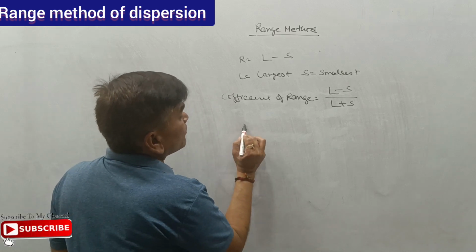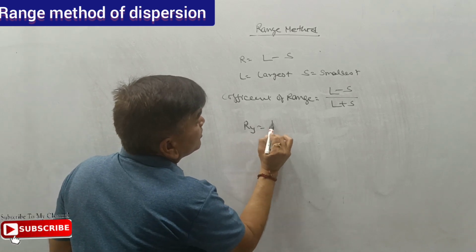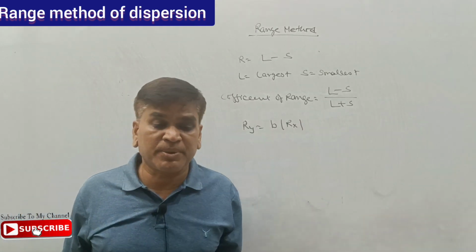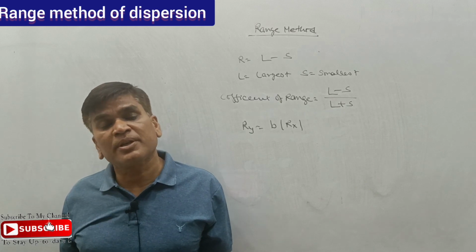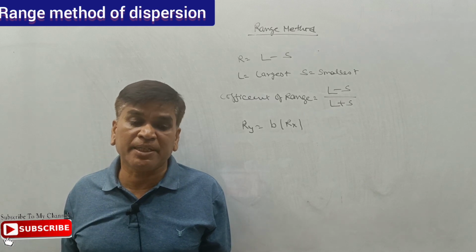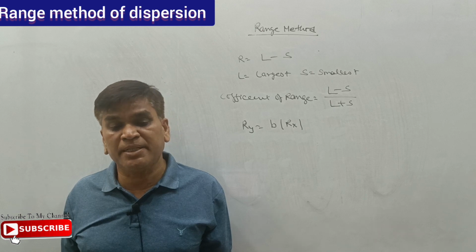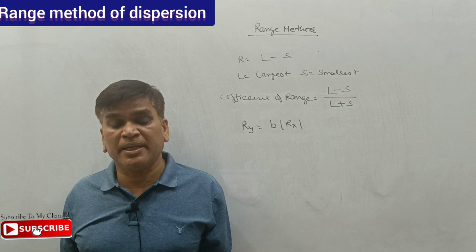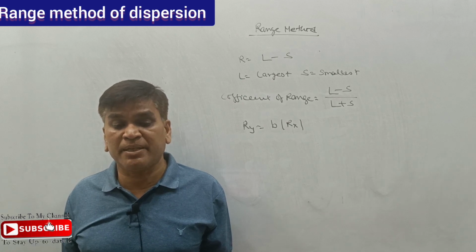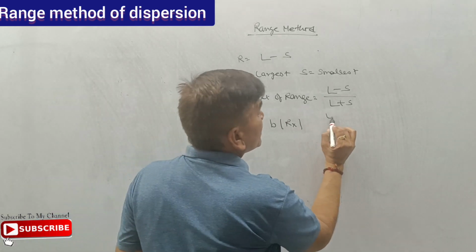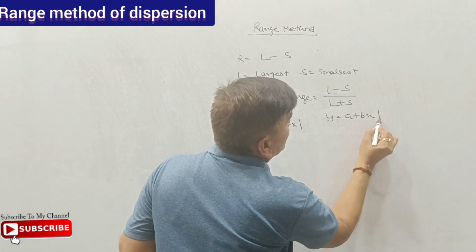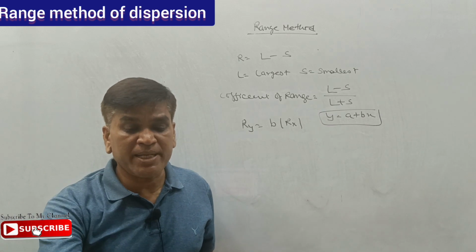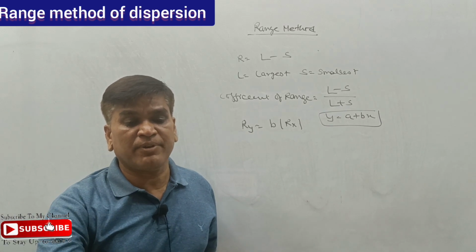But suppose there are two constants A and B. The range of y is equal to b times the range of x. There is a relationship between the ranges of the two series. As we already discussed, the range is unaffected by a change in origin but affected in the same ratio by a change in scale. If A and B are two constants and x, y are two variables with y equal to a plus bx, then the range of y will be given by this.